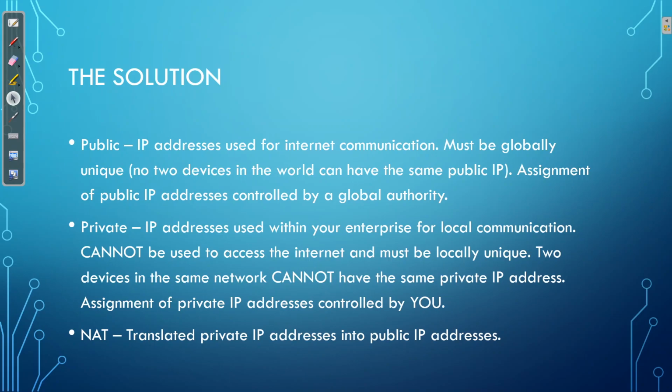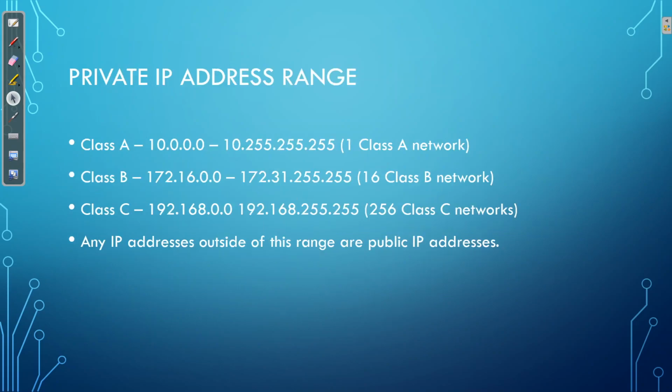The third step for this solution was NAT, Network Address Translation. That translated private IP addresses into public IP addresses. So, the next question you probably have is, what IP addresses are private and what IP addresses are public? So, the private IP address range is as follows.